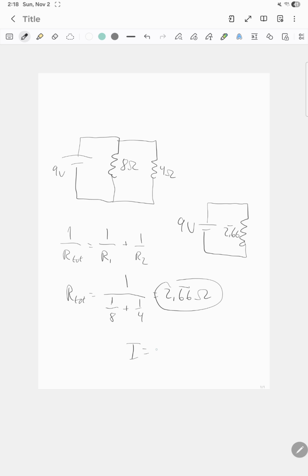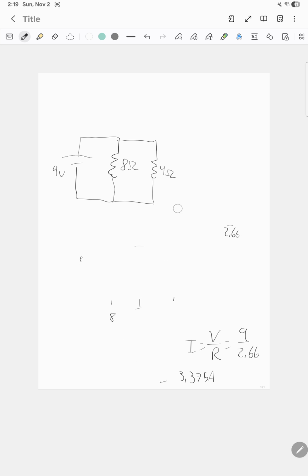If we remember, V equals I times R, and if you want to know what the I is, you'll have V divided by R, which will be 9 divided by 2.66, and so on till infinity. And we get 3.375. So the I of this circuit will be 3.375 amperes. All right. So that's how you do it.